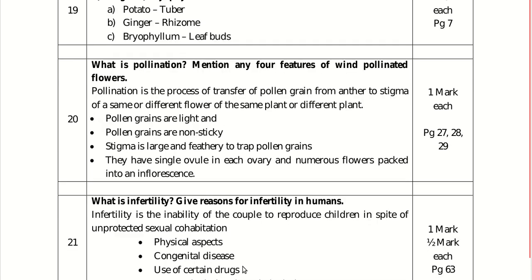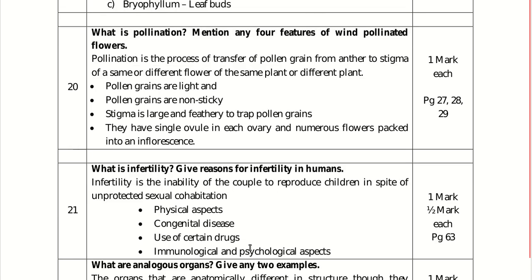So 21st question is, what is infertility? Give reasons for infertility in humans. Infertility is the inability of the couple to produce children in spite of unprotected sexual cohabitation or sexual intercourse. The reasons for infertility in human beings are physical aspects, congenital diseases, use of certain drugs, and immunological and psychological aspects could also be reasons for infertility in humans. So half mark each for all these reasons, and 1 mark for the definition of infertility.